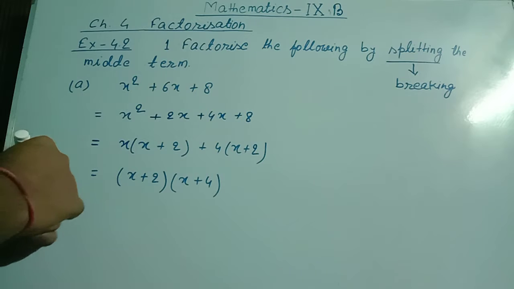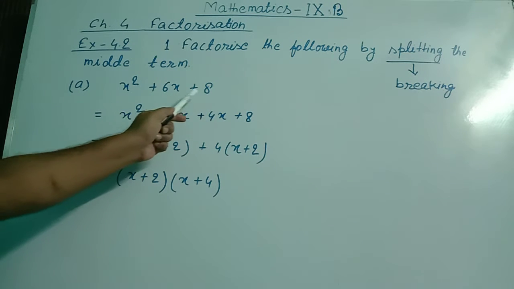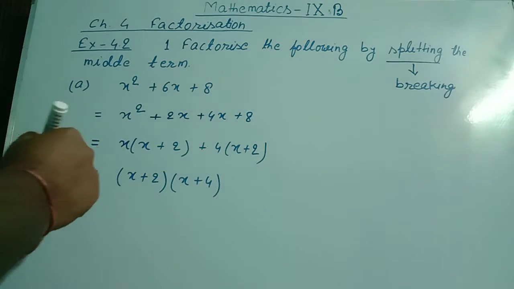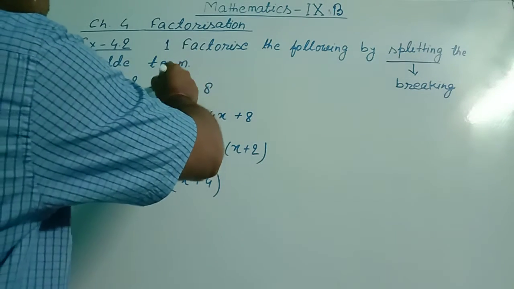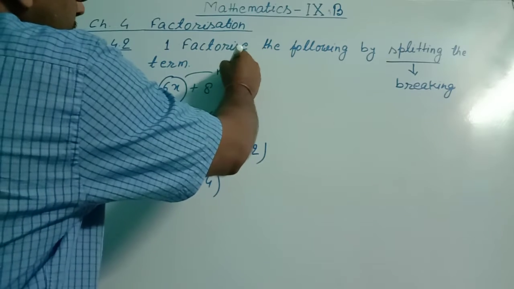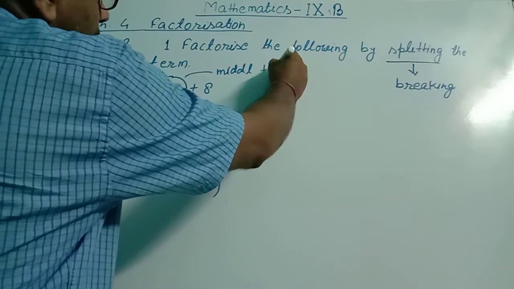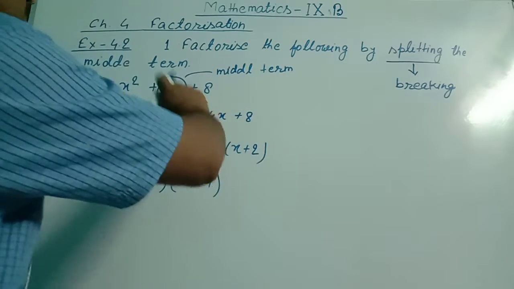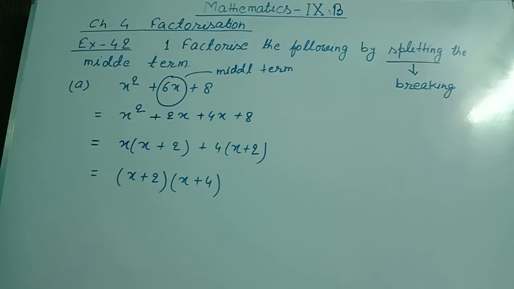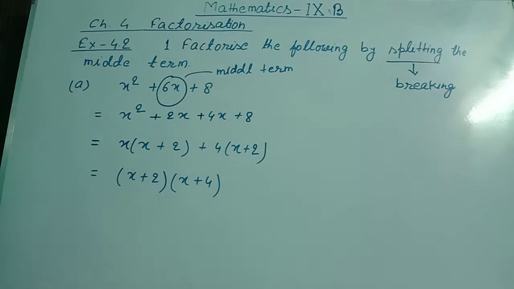the middle term. The equation in question A is x square plus 6x plus 8. In this, the middle term is 6x. This is the middle term. We are asked to split this middle term, and in the next step I have split it.